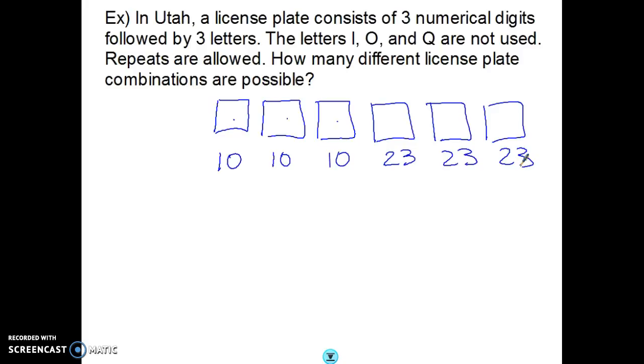Now, the fundamental counting principle says that if we have a bunch of items to choose from, and we know how many choices we have for each item, then we can just multiply all of those together to get our total possible arrangements for these license plates. And that's exactly what we do in this problem. We just multiply all of these numbers together. If you do 10 times 10 times 10 times 23 times 23 times 23, do all of this multiplication out, you end up with 12,167,000 possible combinations.